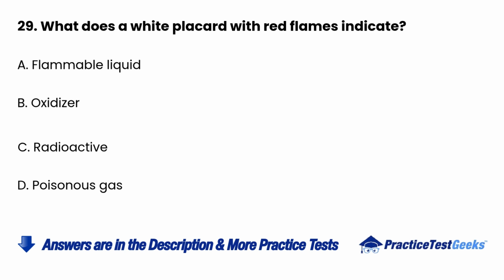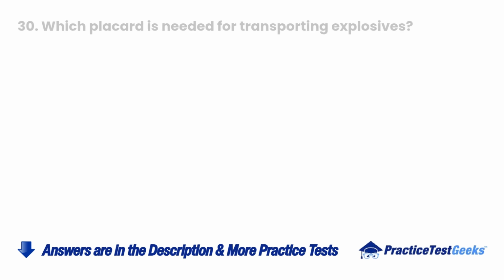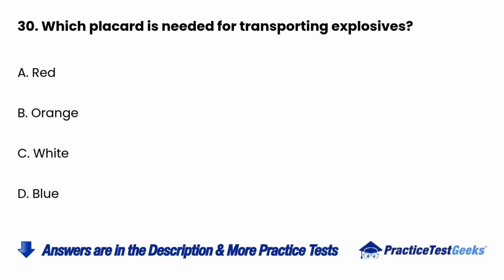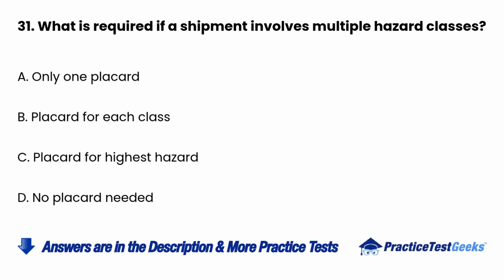29. What does a white placard with red flames indicate? A. Flammable liquid. B. Oxidizer. C. Radioactive. D. Poisonous gas. 30. Which placard is needed for transporting explosives? A. Red. B. Orange. C. White. D. Blue.